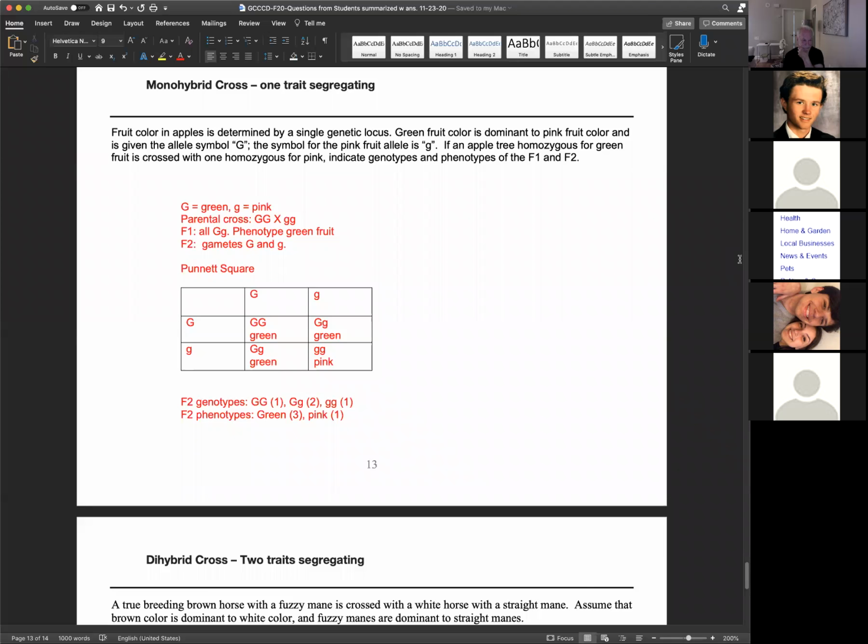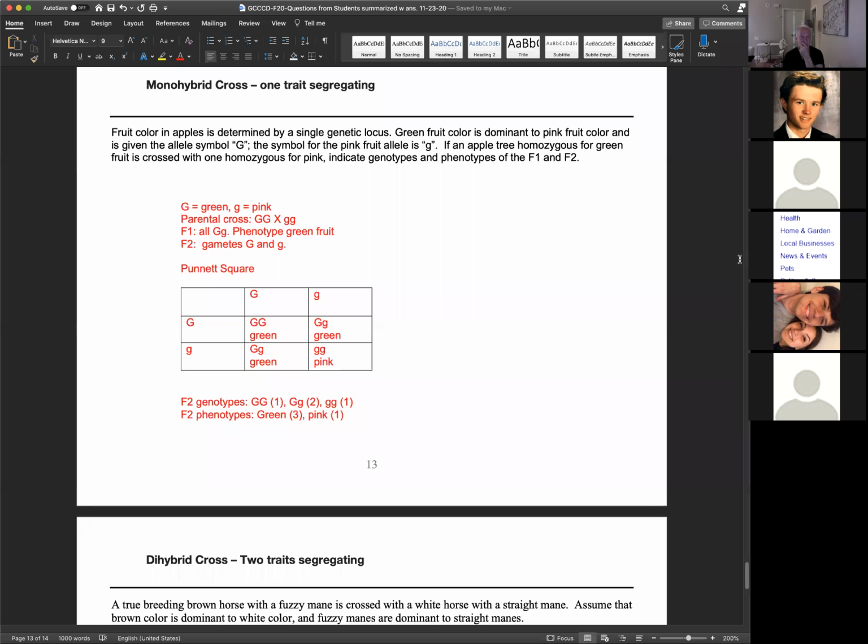In the F1s, you will get all heterozygotes. If you lay out a Punnett square, similar to the one you see here, with big G on the left side, big G at the top, big G at the bottom, and across the top little g on the left and little g on the right, you would find every single F1 will be a heterozygote of big G, little g. Remember, heterozygote means you have one of each of the alleles.